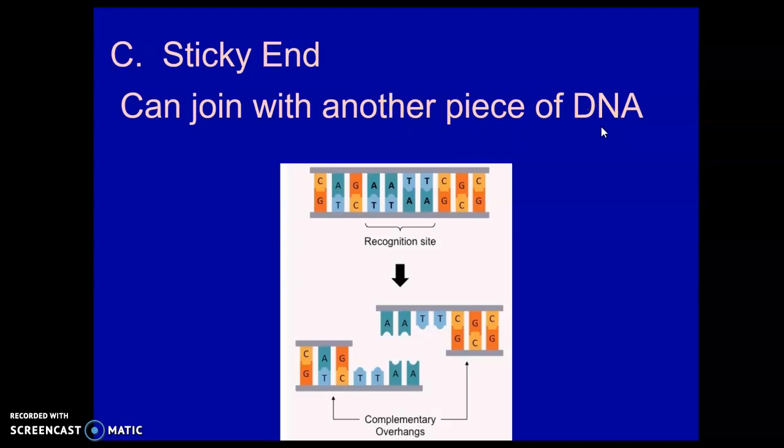Because of the universal nature of DNA, A with T and C with G, if you cut a piece of DNA and there's this little bit of overhang, then you're going to be able to join it with another piece of DNA.